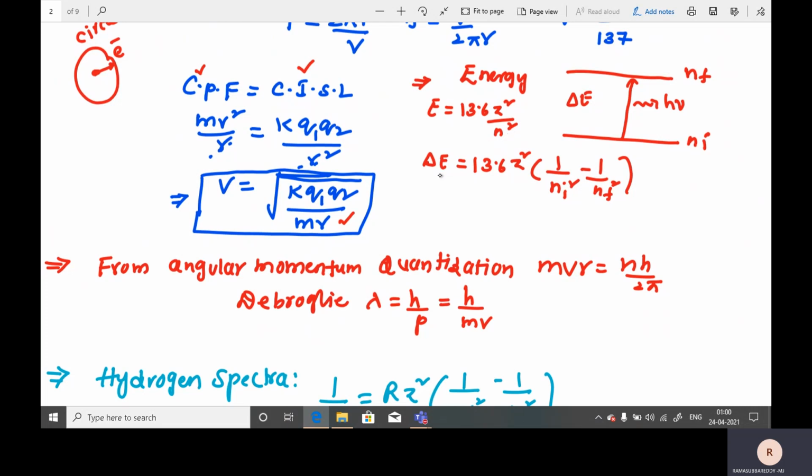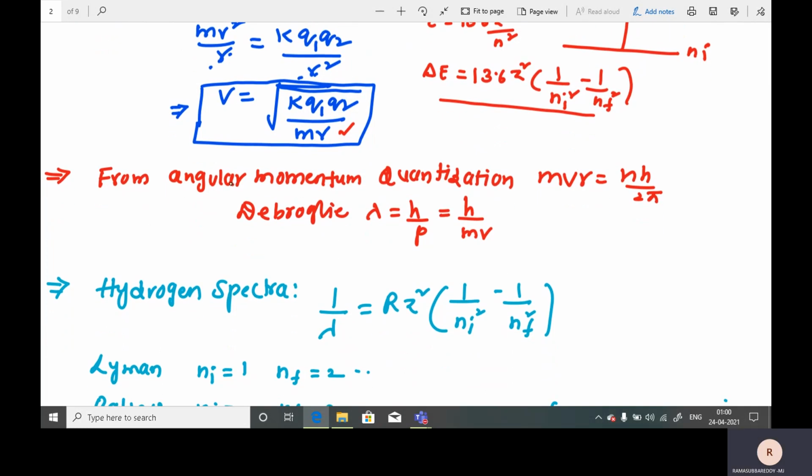This is our formula. Then the change in energy delta E is equal to 13.6 Z square times (1 by ni square, that is initial, minus 1 by nf square, that is final). Based on this formula, we'll find the energy, change in energy, or how much energy is required in order to move the electron from initial to final position.